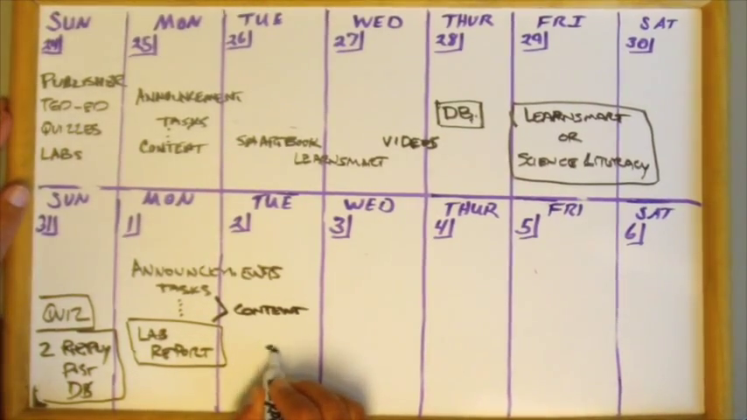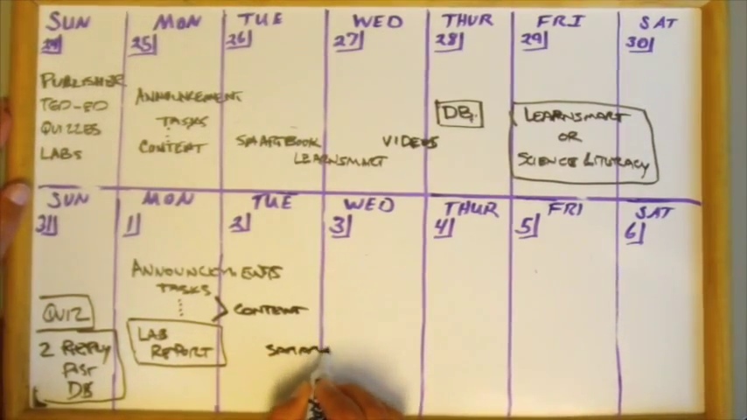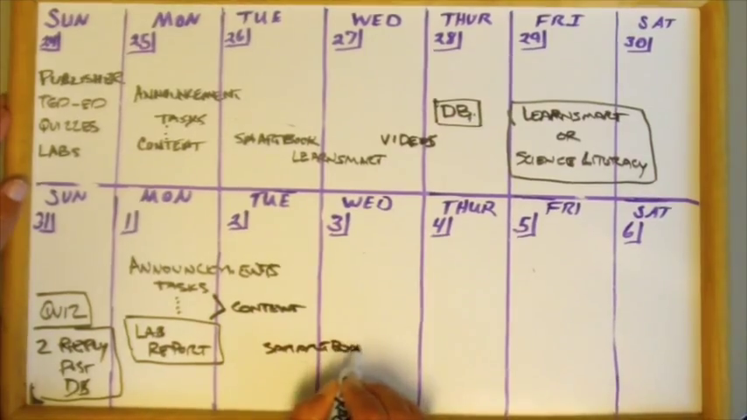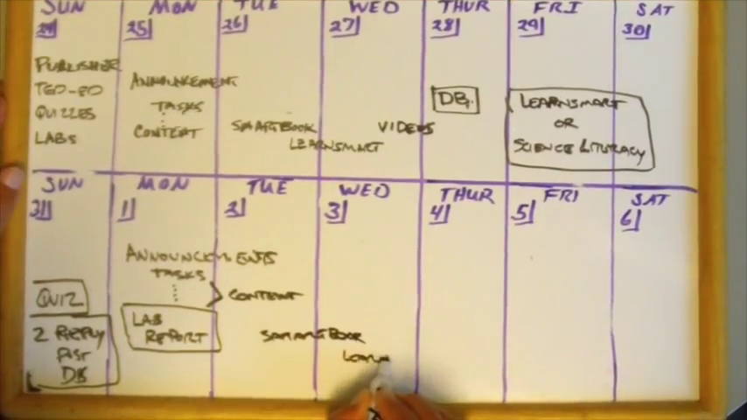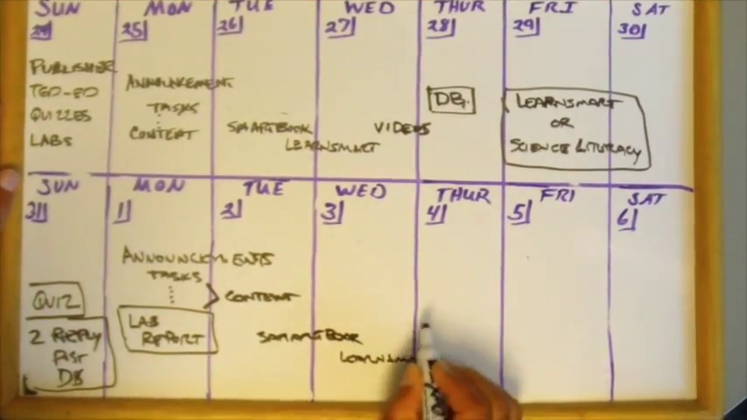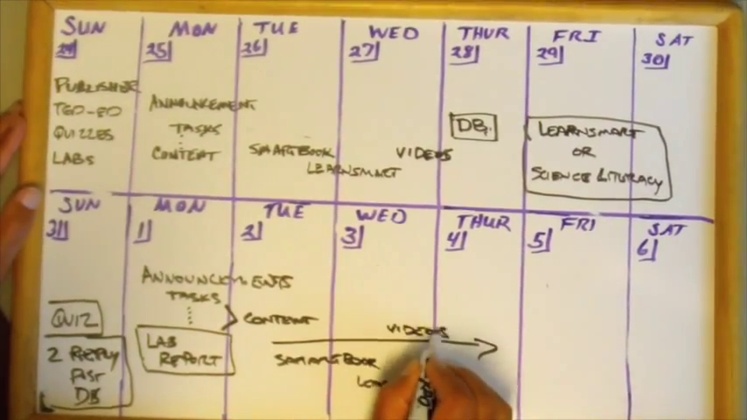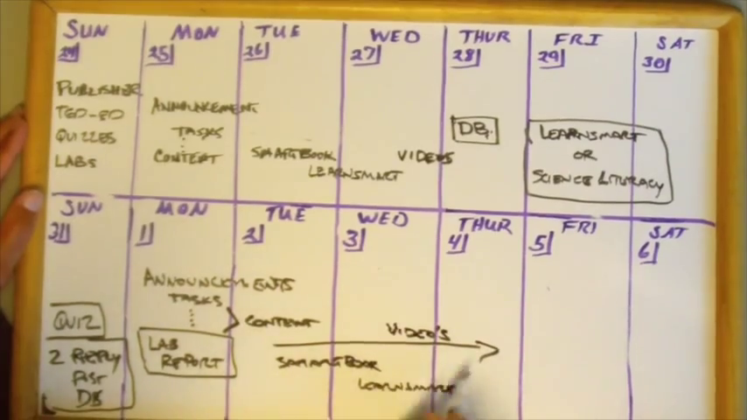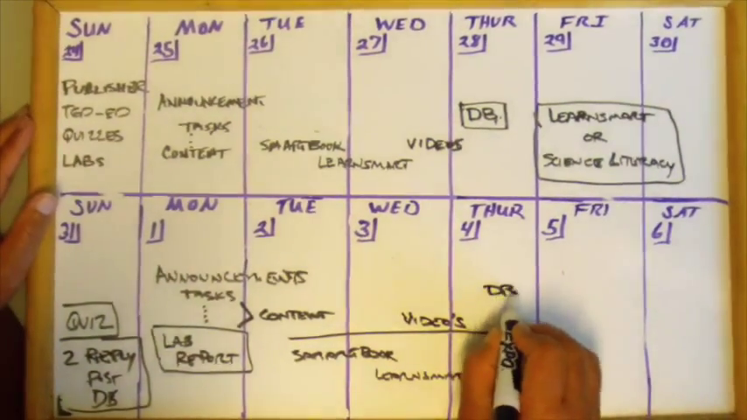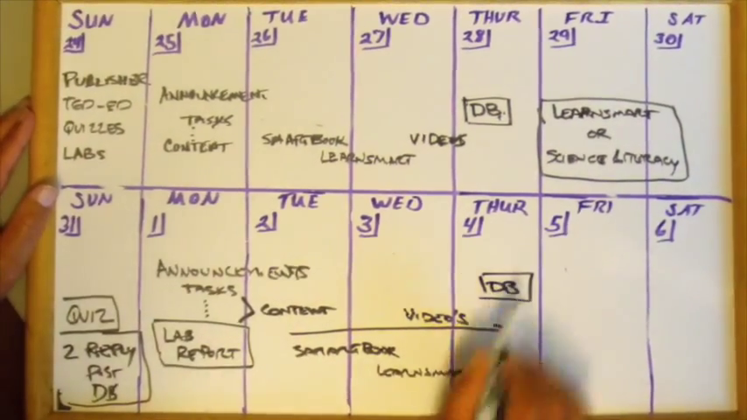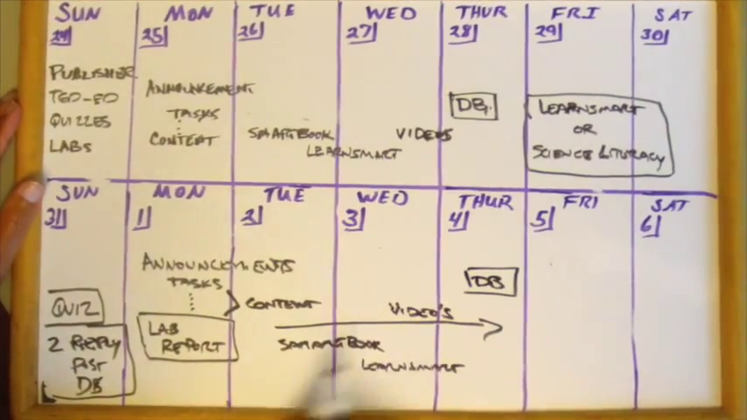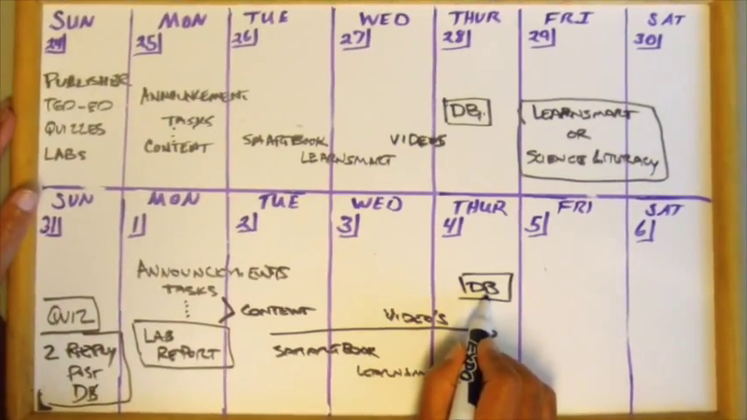All right, and then you start with your SmartBook. You do LearnSmart activities to check your learning as you go along. You might decide to watch the videos. And all of these materials are done on your own. Discussion board post, the first post is always due on Thursday. First post on a TED Ed talk.